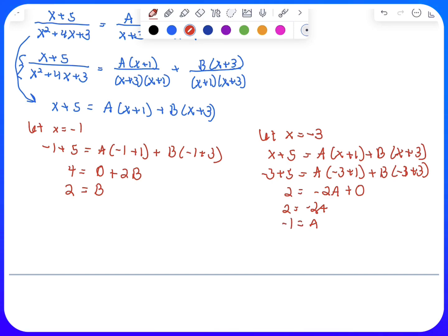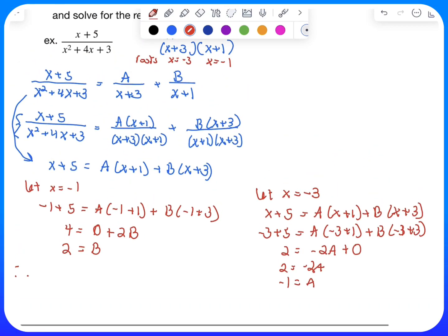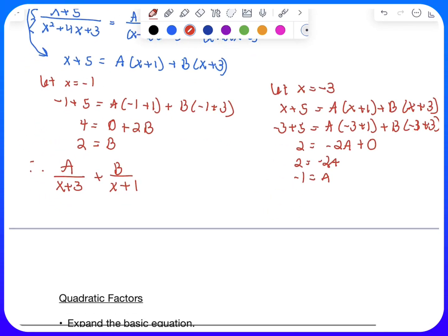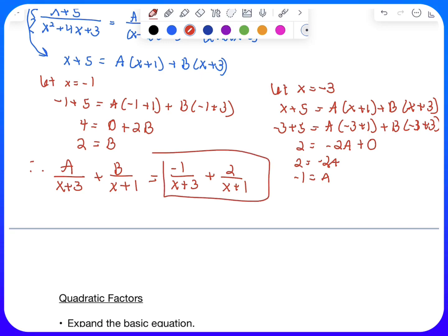Then I go back to my partial fraction decomposition, and I replace the a with -1, and I replace the b with 2. So the fraction decomposition of (x plus 5) divided by (x squared plus 4x plus 3) is equal to -1 over (x plus 3) plus 2 over (x plus 1). And there's your fraction decomposition. That's what you do if you have linear terms.